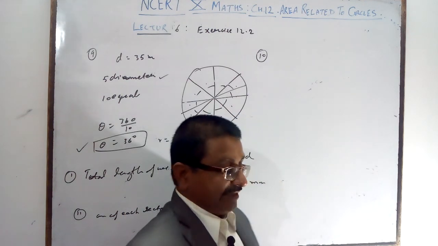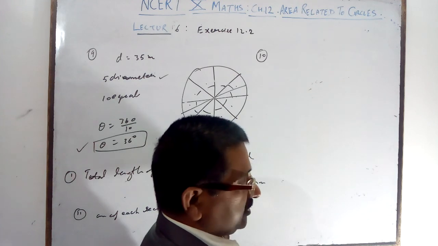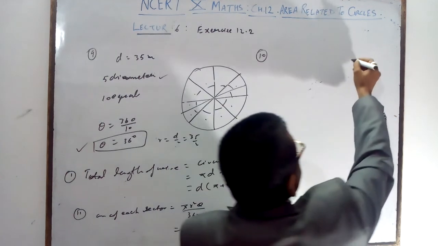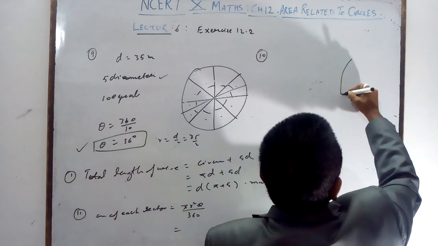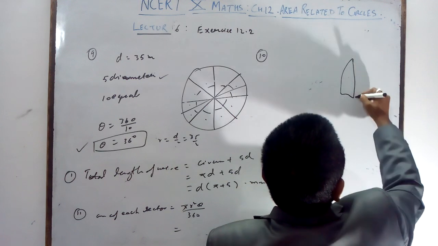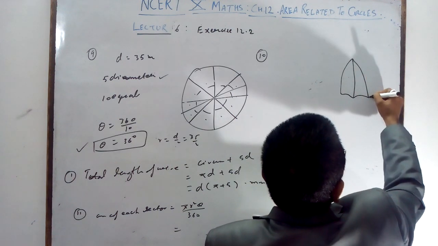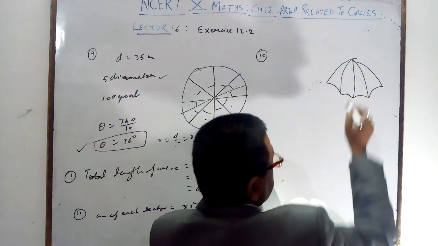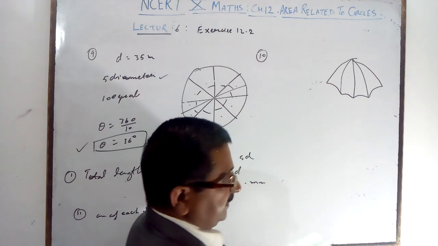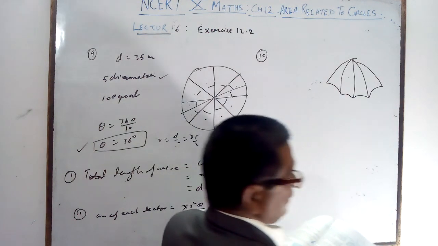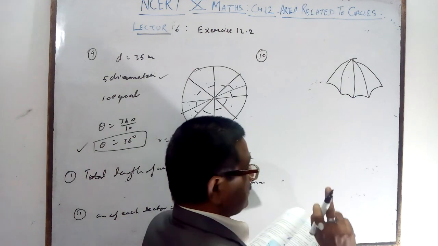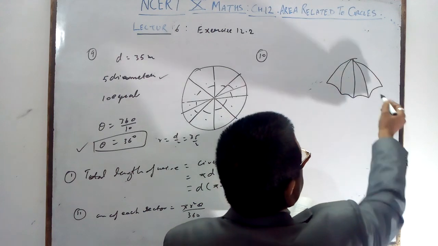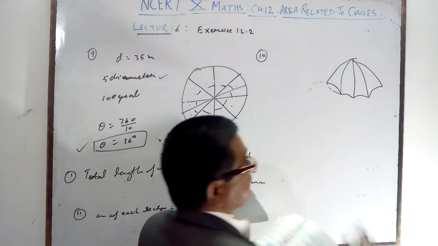An umbrella has 8 ribs which are equally spaced. You know an umbrella forms sectors like this. These are the sectors formed by the umbrella. So how many sectors are there? The 8 ribs mean 8 sectors. 8 ribs mean you divide into 8 sectors, assuming the umbrella is flat.